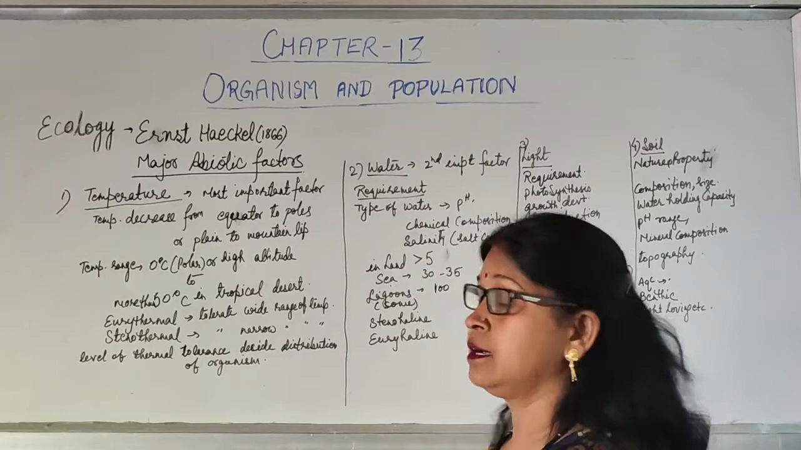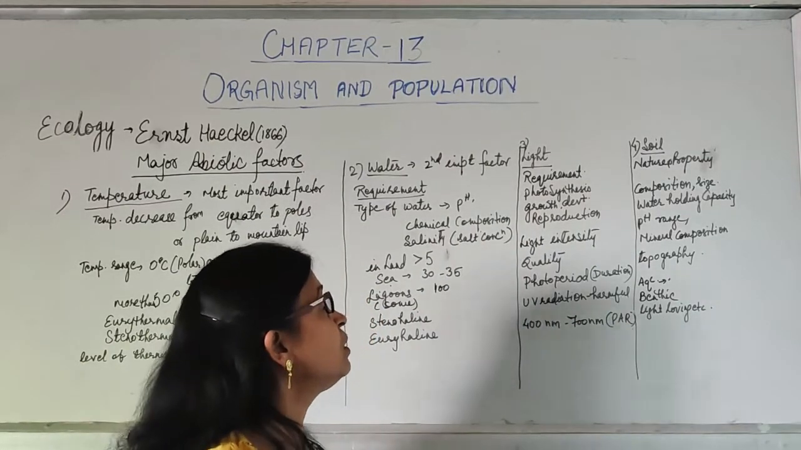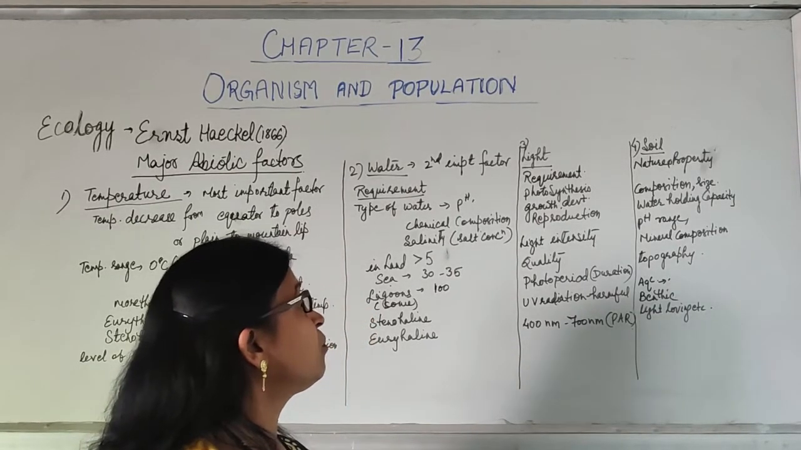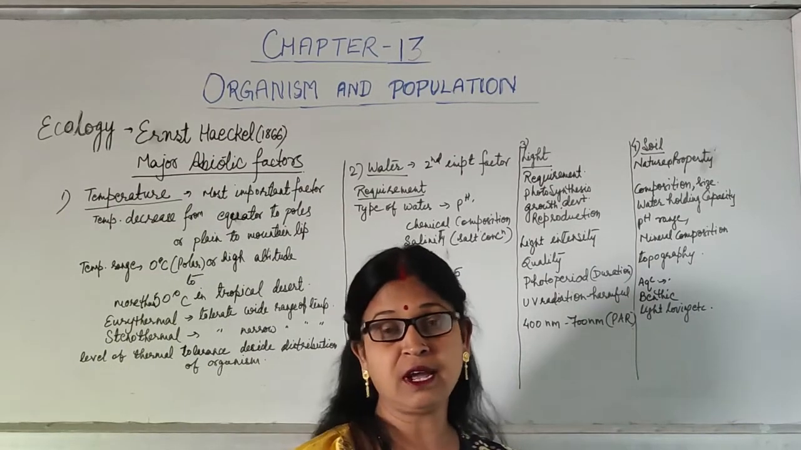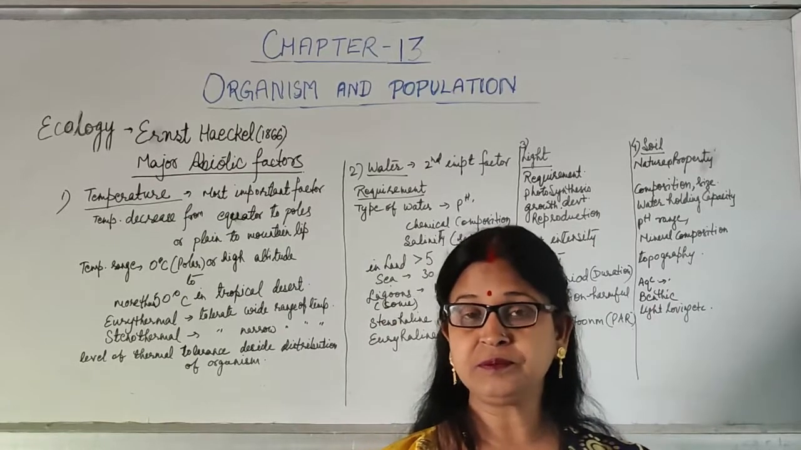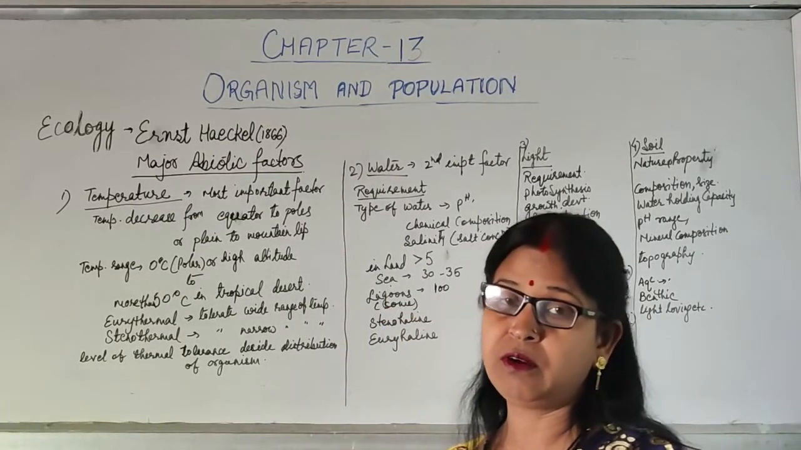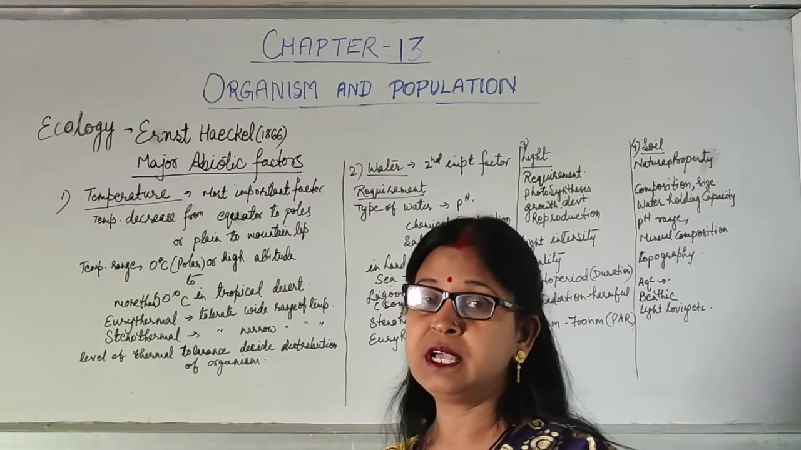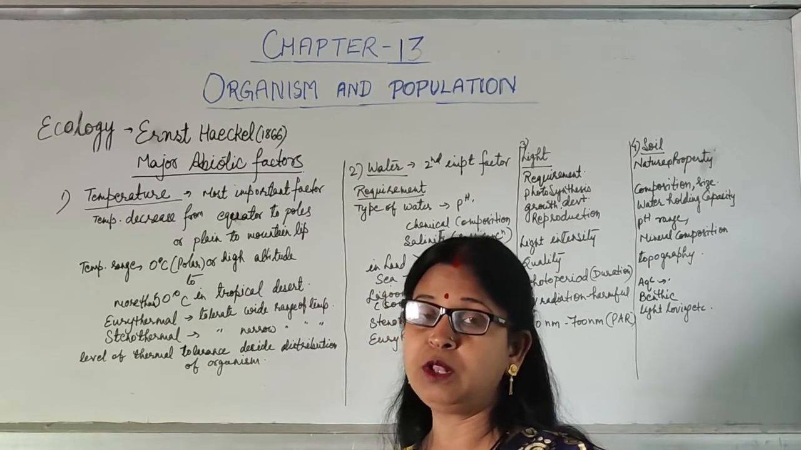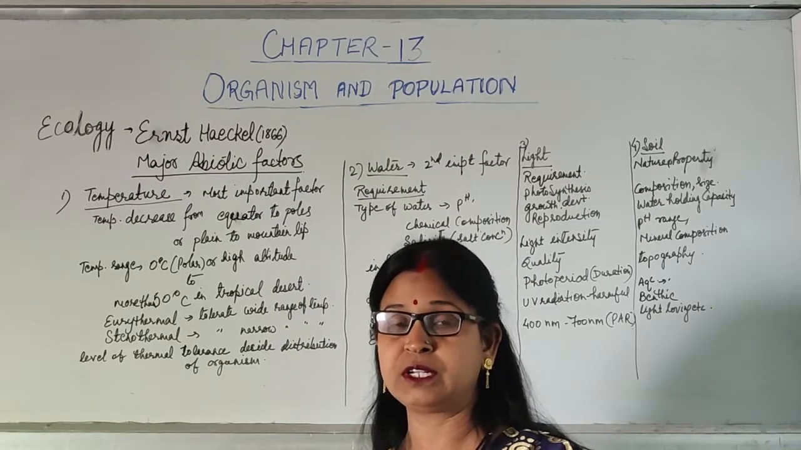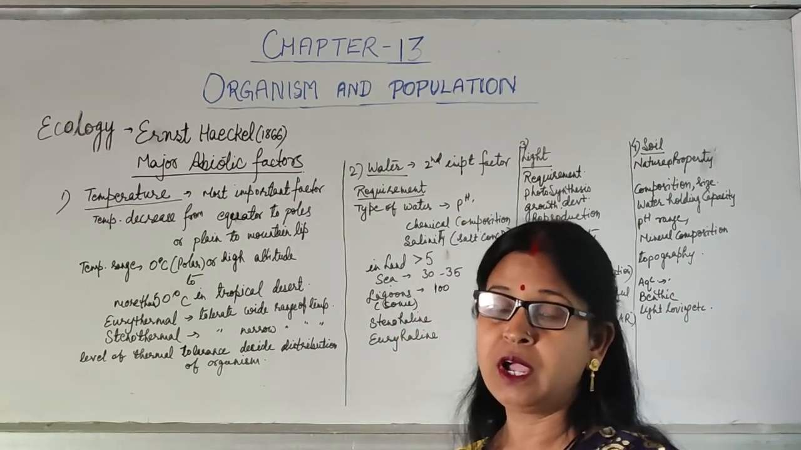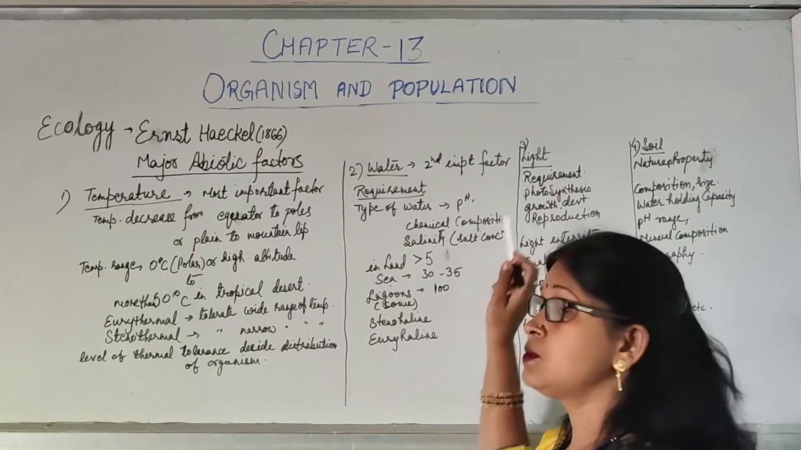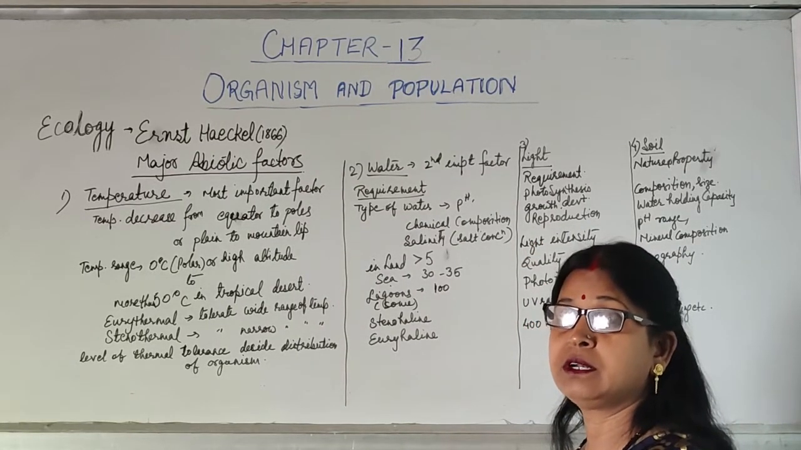Now the third component is light. Light is one of the main important factors which will decide the distribution of organisms. The requirement of light is very necessary for the process of photosynthesis. It is the source for all living organisms, that means all the green plants require light for the process of photosynthesis, and then they will prepare the food for all the consumers. All the living organisms at the consumer level will require this food and depend upon the photosynthetic process. Now light is also necessary for growth, development, reproduction, and different activities.